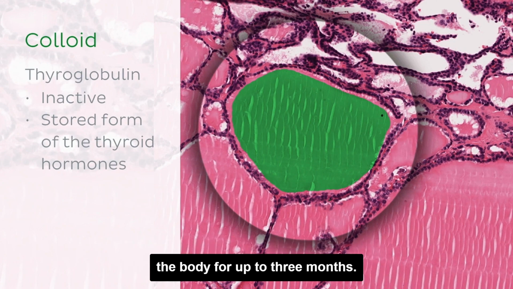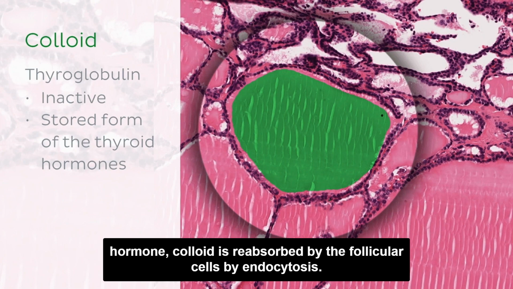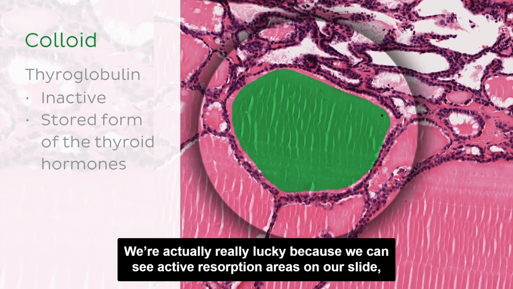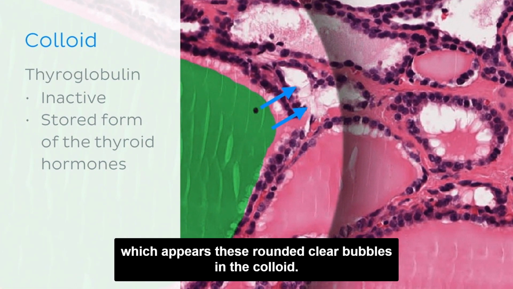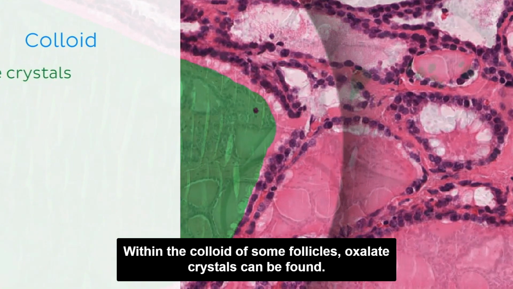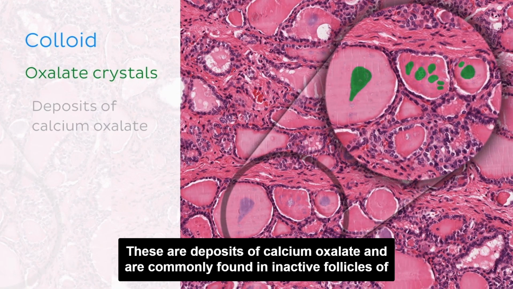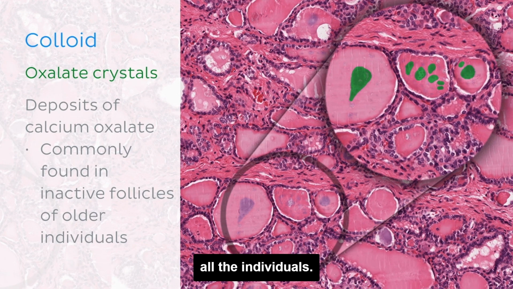months. In response to a hormone released by the pituitary gland, known as TSH, or thyroid-stimulating hormone, colloid is reabsorbed by the follicular cells by endocytosis. We're actually really lucky because we can see active resorption areas on our slide, which appear as these rounded clear bubbles in the colloid. The follicular cells then release T3 and T4 from its stored form and send them into circulation. Within the colloid of some follicles, oxalate crystals can be found. These are deposits of calcium oxalate and are commonly found in inactive follicles of older individuals.